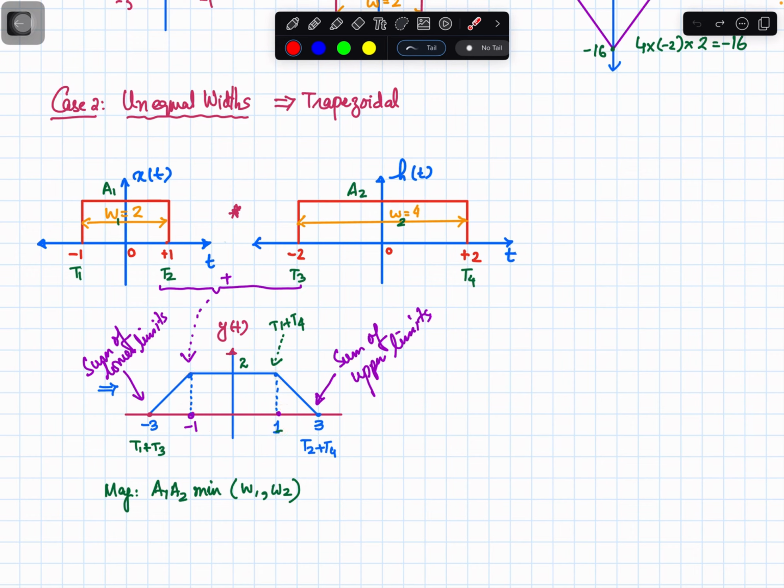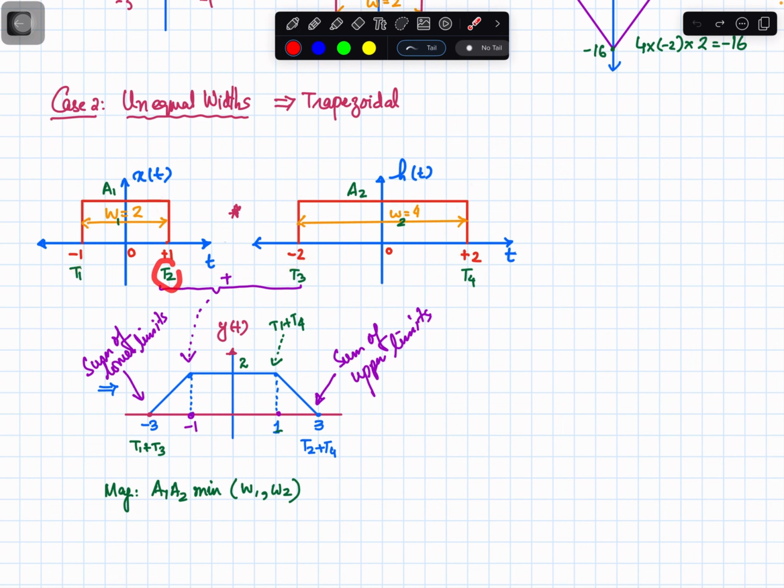Okay, so this can be obtained by the sum of the upper limit and the lower limit of these two. If you look at that, what is this? Plus 1 and minus 2, so this sum will be equal to minus 1. Okay, now if you take the opposite, from here minus 1, lower limit, and this upper limit, so minus 1 plus 2, that is equal to 1. So, this sum is minus 2 plus 1, that is equal to minus 1. So, this point will correspond to this one, minus 1.